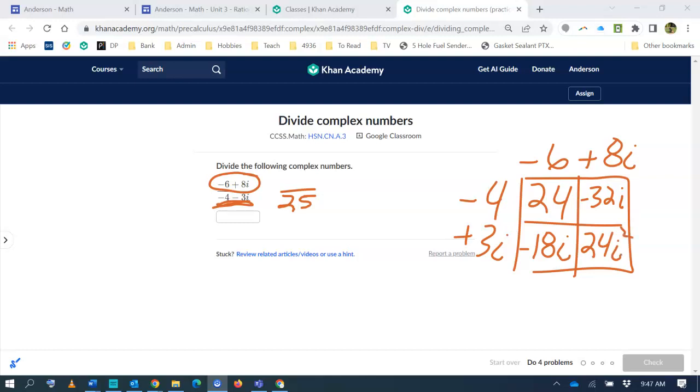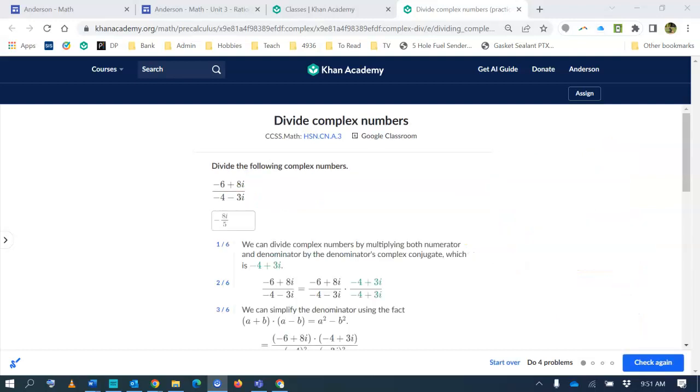Our numerator, the i's will not cancel out, but there is one thing we can do. This i squared becomes a -1. So we get 24 times -1, which is equal to -24. Now let's add like numbers. Okay, coincidentally, this number and this number actually did cancel out. That will not always happen. It did happen here. And then finally, -18i minus 32i.